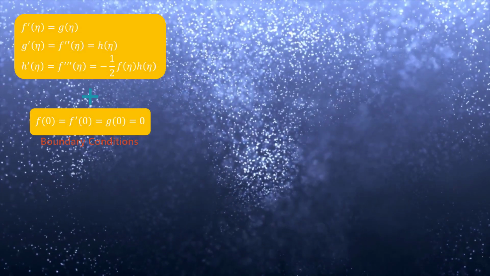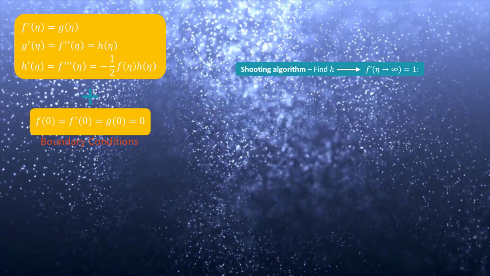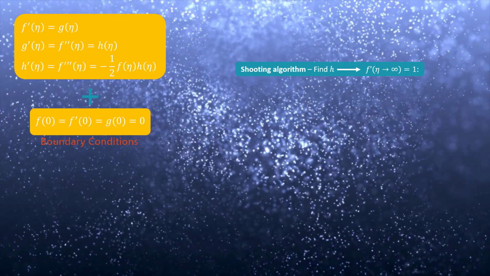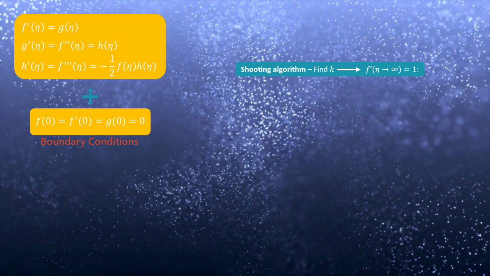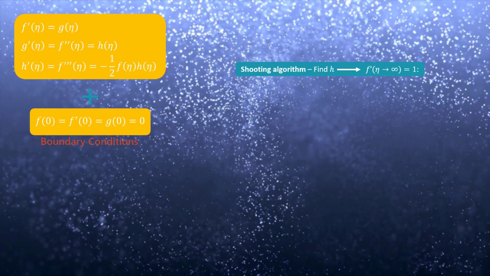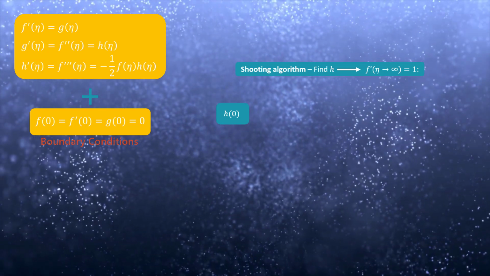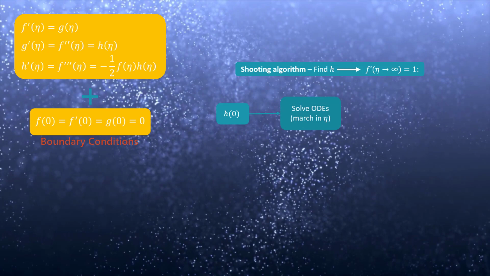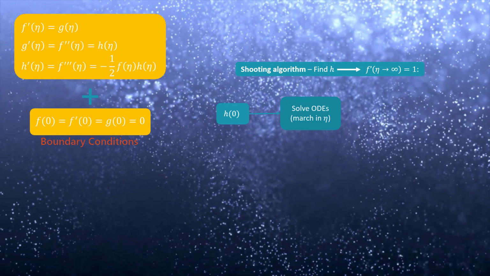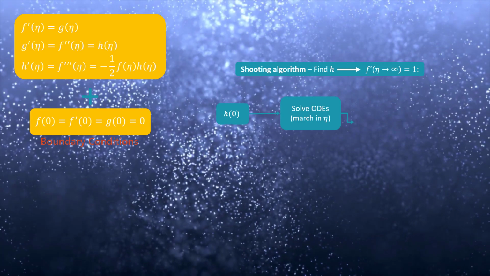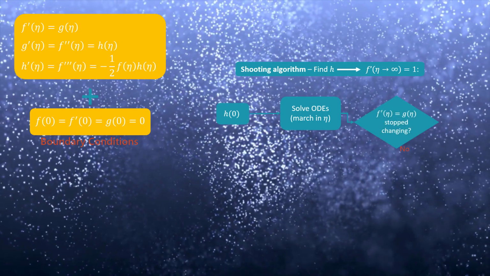Welcome to the bonus content of this lecture. Here, I'm going to explain how we can solve numerically the Blasius equation. A possible method is to use the shooting algorithm to find what value of h will satisfy the boundary condition at infinity. The first step is to guess a value of h at the wall. Then we solve the ODEs marching along the non-dimensional coordinate until the first derivative of f stops changing.